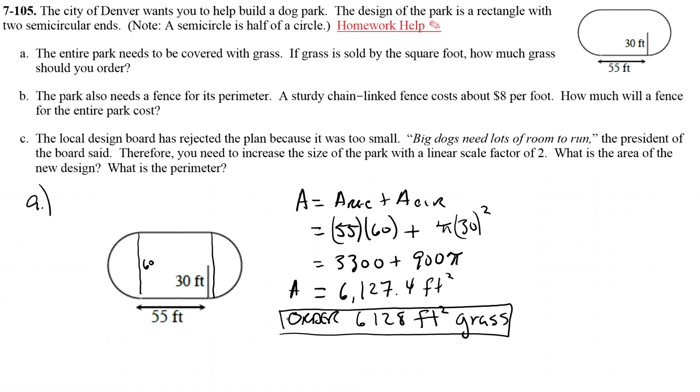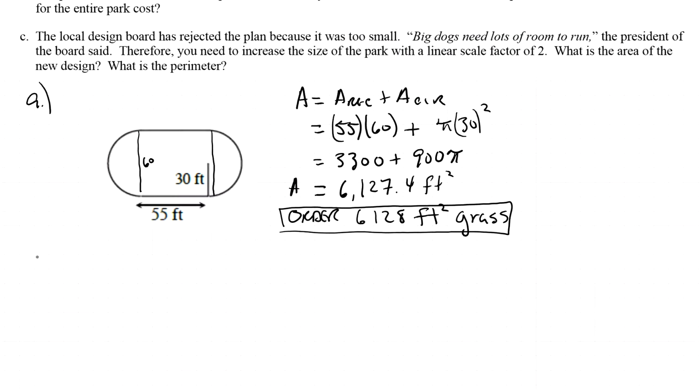The park also needs a perimeter, and the fence is $8 per foot. How much will a fence for the entire park cost? So now the next part is we have to look at perimeter. So the perimeter is going to be 55 plus 55 plus the circumference of the circle, which is going to be 2 pi times 30.